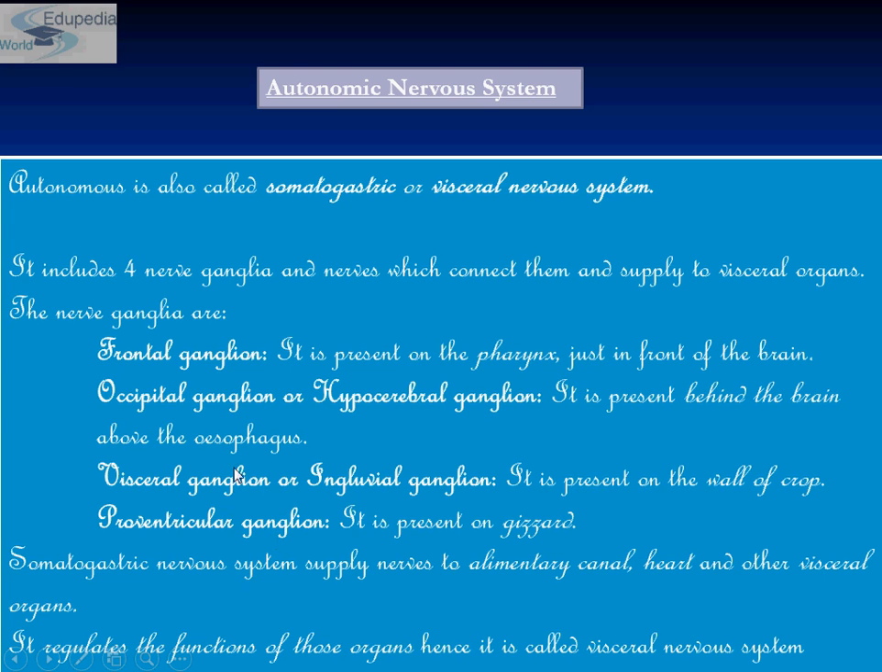The autonomic nervous system regulates the function of these organs, and hence it is called the visceral nervous system. So this was all about this presentation.